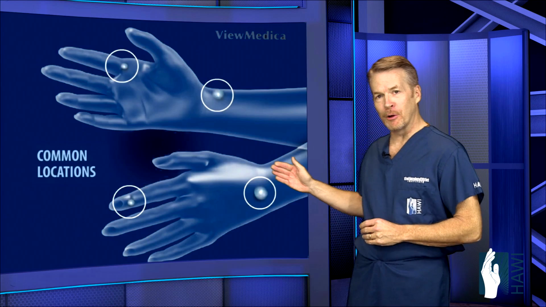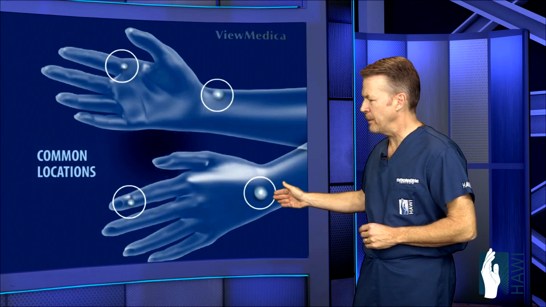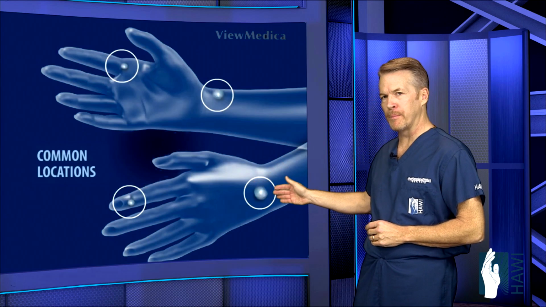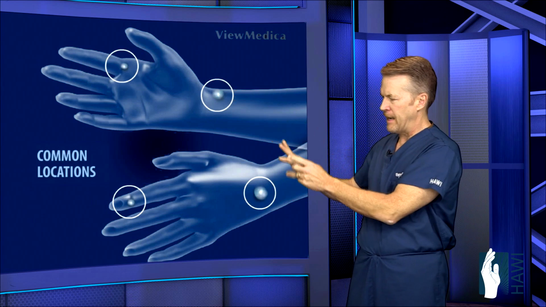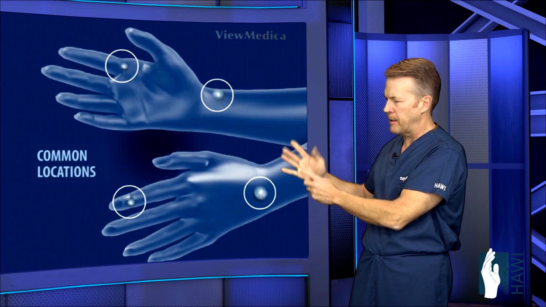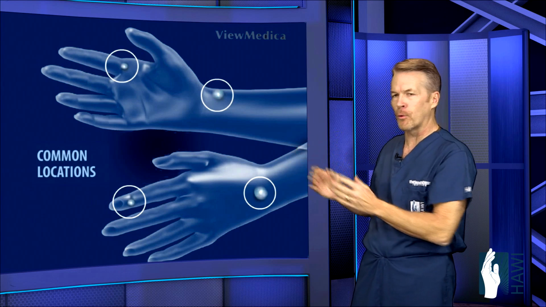Let's talk about ganglion wrist surgery. First, let's look at the locations of the cysts. The most common is around the wrist on the top side or dorsal side, the volar side, as you can see here, out at the tip of the digit near the nail bed, and at the base of the finger. So these are four common locations.